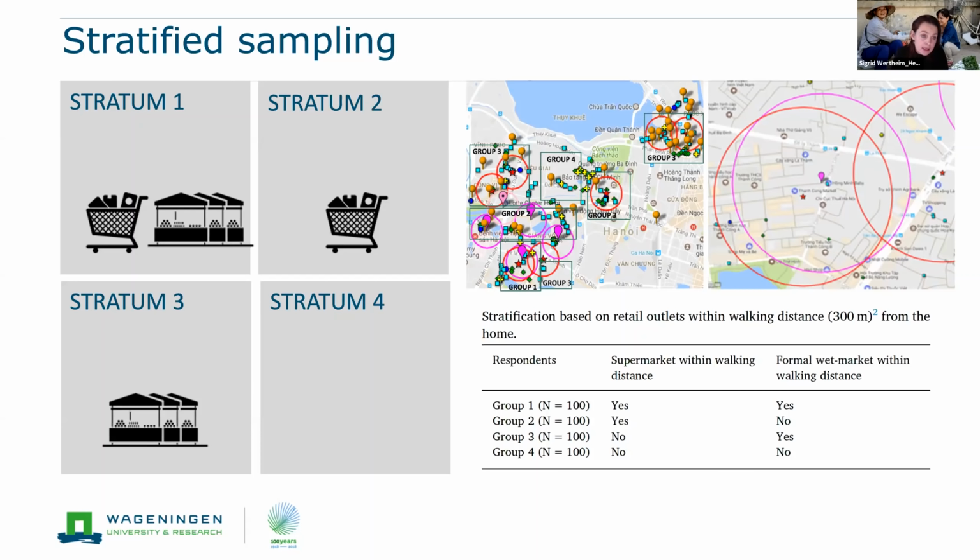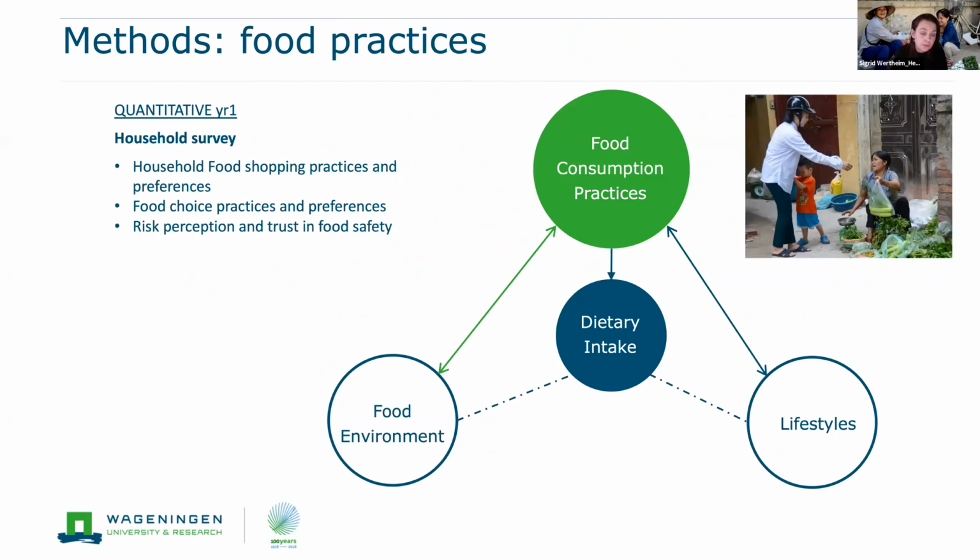We had a total of 400 respondents, equally divided over these four groups. These respondents were subjected to a survey to measure their household food shopping practices in terms of the frequency, the times of the day, and what type of products they were purchasing where. We not only looked at their practices, but also assessed their preferences. Besides, we also looked at risk perception and trust in food safety related to their food shopping and consumption practices.